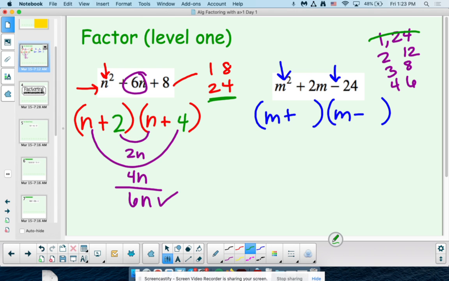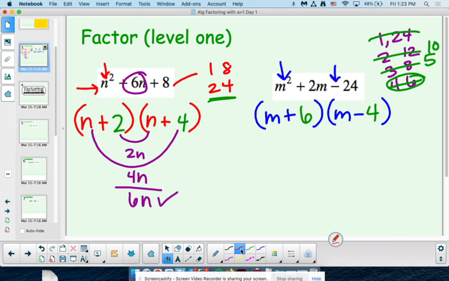Well, not 1 and 24. 2 and 12 have a difference of 10. That's too big. 3 and 8 have a difference of 5. Also too big. But there's a difference of 2 between these guys. So it's 4 and 6. Now, which one's positive and which one's negative? Well, since I want it to be a positive 2, I want my bigger number to be positive.